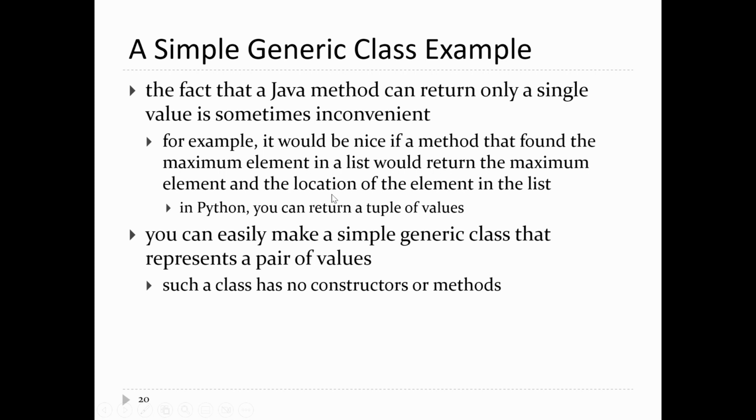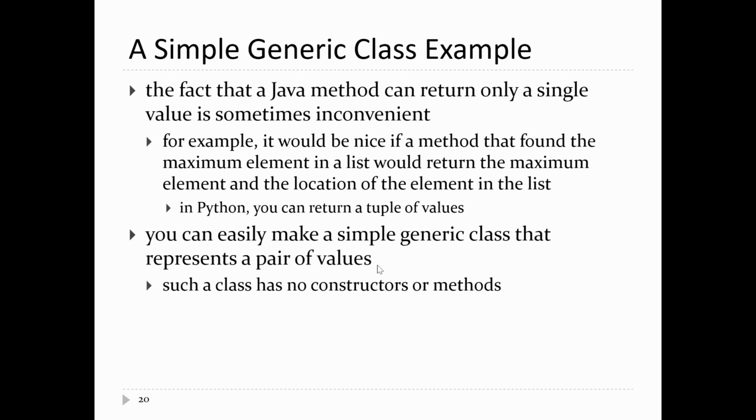Okay, so let's cook up the simplest possible class that you can, the simplest possible generic class. Right, so in Java, a method only returns a single value, which is annoying, especially if you've learned Python, because in Python you can return as many values as you like. If you're writing a method like max, where you want to find the maximum element over a list or an array, it's nice to have both the maximum value and the index of the maximum value. So you'd like to return two values from the method, but you can't.